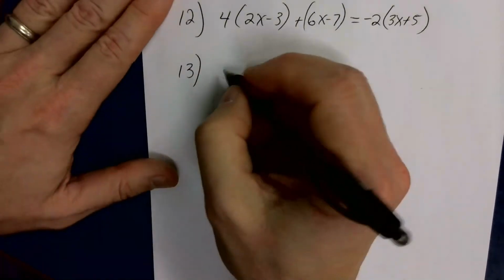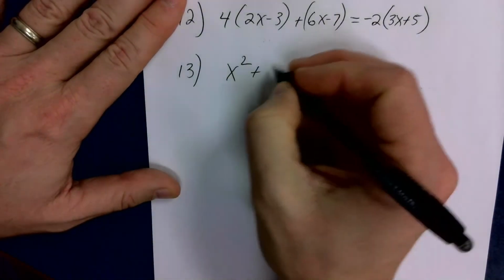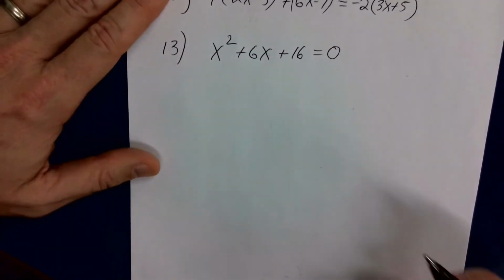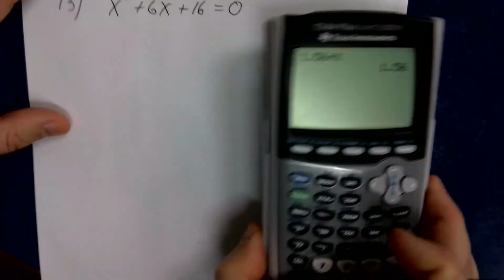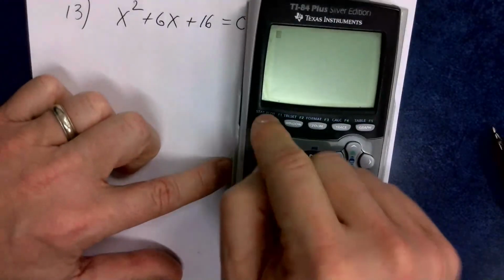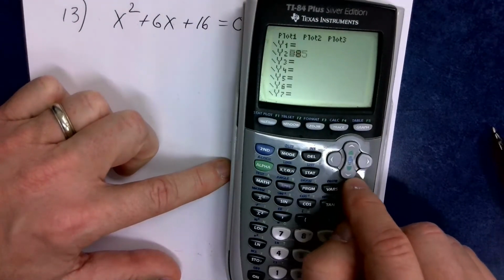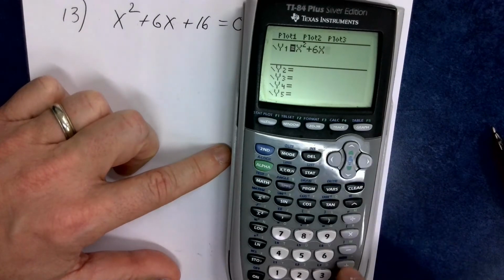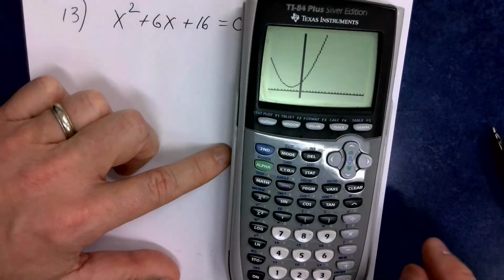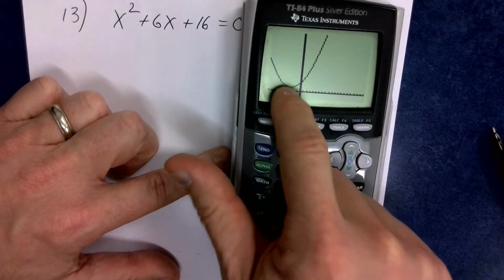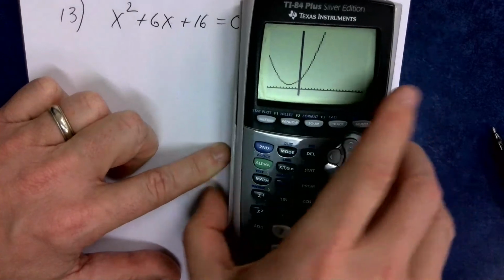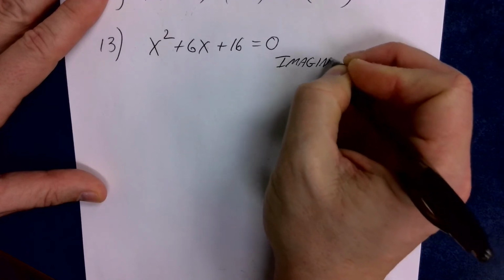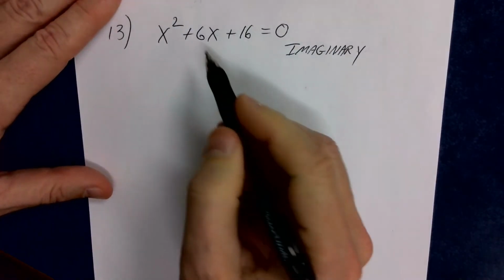So what are some other things? Imaginary numbers. Let's say I had x squared plus 6x plus 16 equals 0. I want to find the solutions to that, and you're like, oh, it's a graphing calculator one. I can do this. I go to my graphing calculator, clear these things, and enter x squared plus 6x plus 16. Graph. Oh, it doesn't touch. Whenever you know it doesn't touch the x-axis, that means it has to have imaginary solutions.